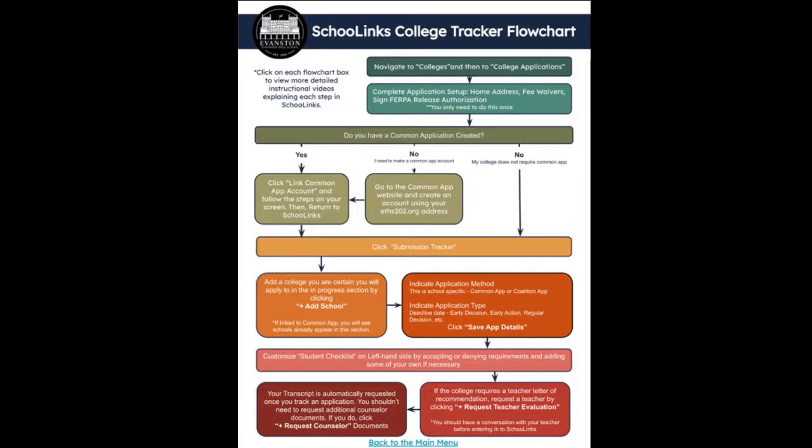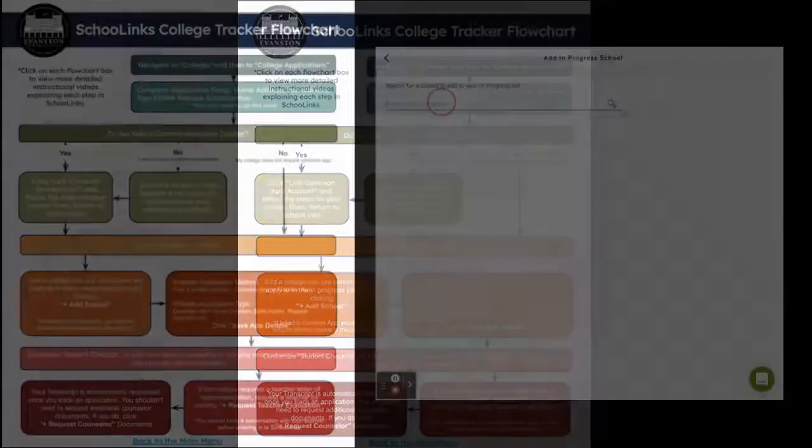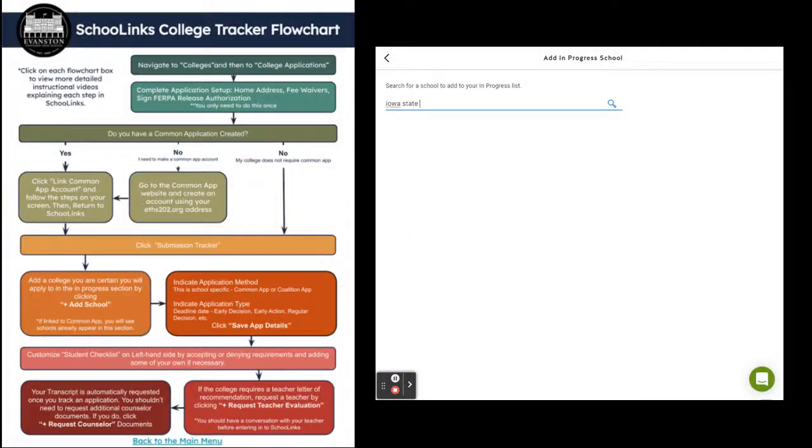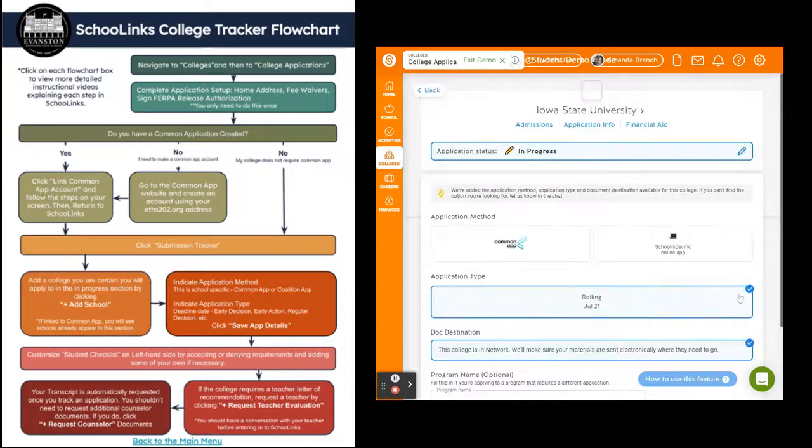This flowchart can walk you through everything that you need to request when adding a school to your in-progress list. Once you are done, you can go back and either move another school to the in-progress section or add another school in manually and start right back at the orange box that says Submission Tracker. Just work your way through these final 5 boxes below it. So this is the process for adding schools in SchooLinks.